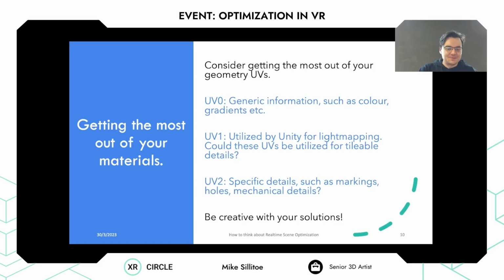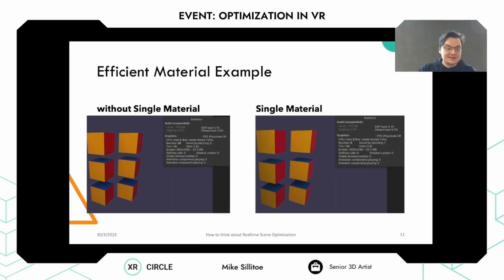This is pretty cool. So here's a little example of what I'm talking about. On the left there, we have 6 boxes, and each color is a separate material. So a yellow material, a red material, and so on. And basically, you can see that all those 6 objects together is 28 batches.